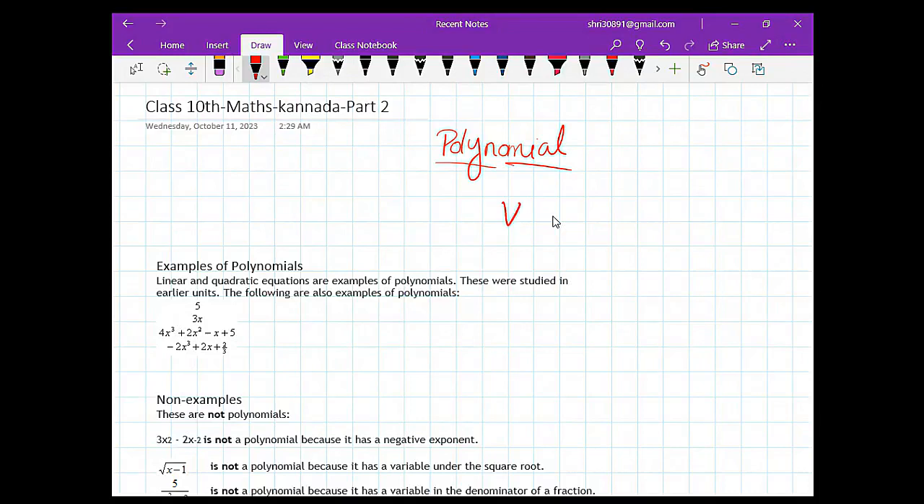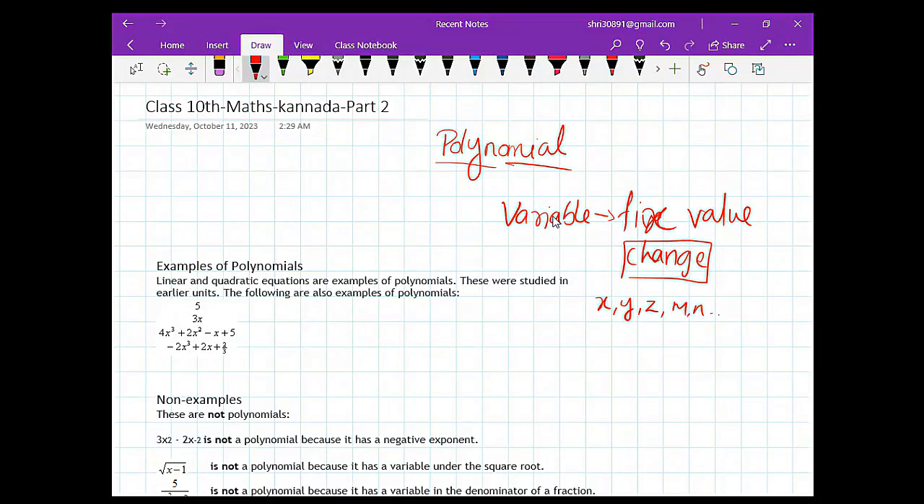First of all, what is meant by variable? Variable means it is always going to change. There is no fixed value. It has to change. Those variables we represent by small letters x or y or z or m, anything. The 26 alphabets we use to denote variables through small letters.